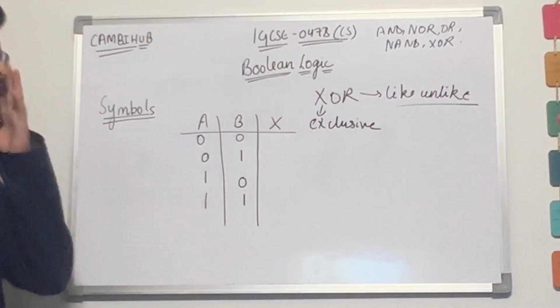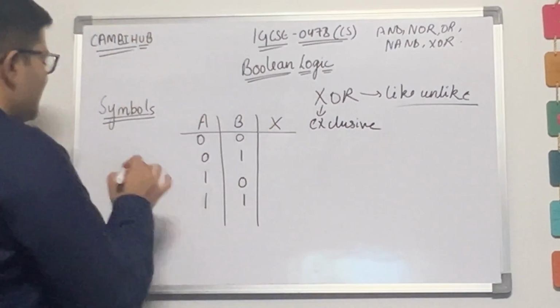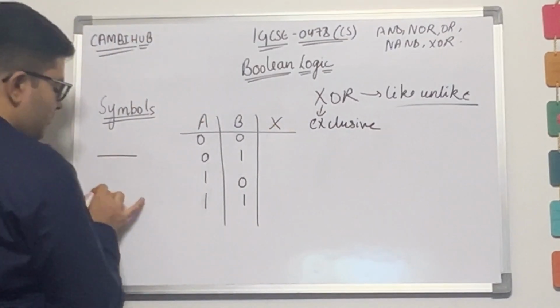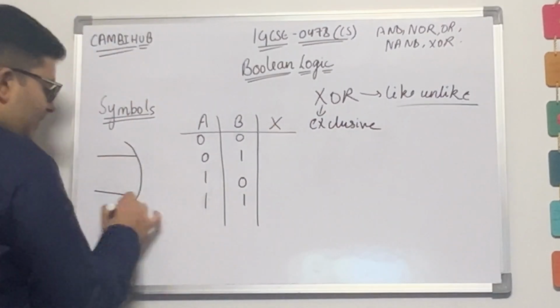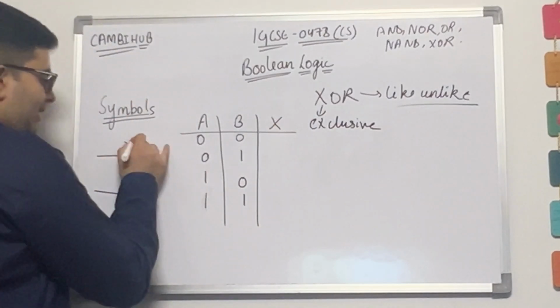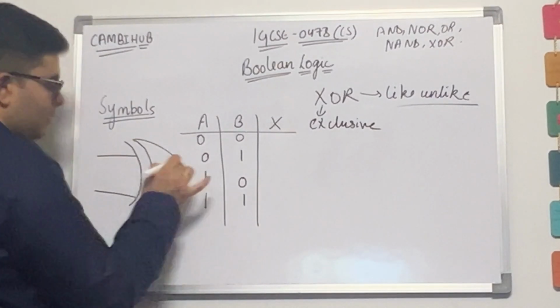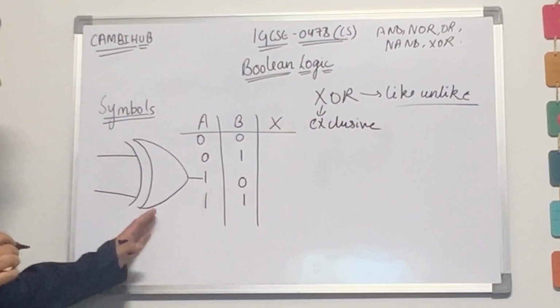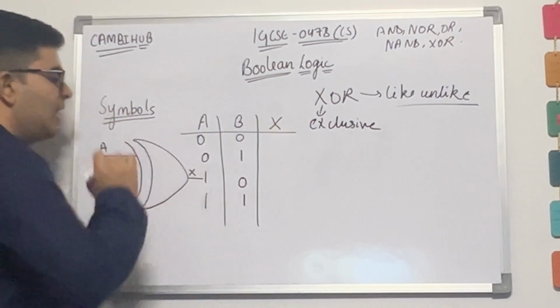How does the XOR gate work, right? So first, let's see how to make an XOR gate. It's pretty similar to OR. So we make two inputs. XOR also has two inputs and one output. We'll make a curve like this, right? Then we'll make another curve like this. And then we'll make a curve like this on the edges. So we have A as our input and B as our input and X as our output.